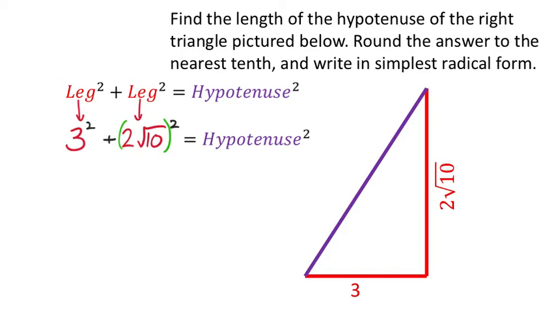So I know 3 to the power of 2 is 9. That's fine. But when I put 2 times the square root of 10 in parentheses to the power of 2, it's going to give me back 40. Okay? If you did not use the parentheses, you would have gotten 20 out of this. And that's no good. 20 is not what this is to the power of 2 right there, okay?